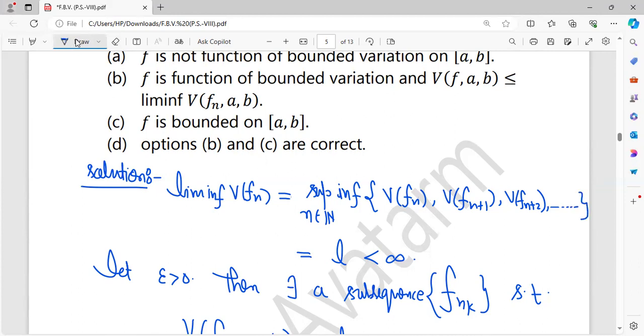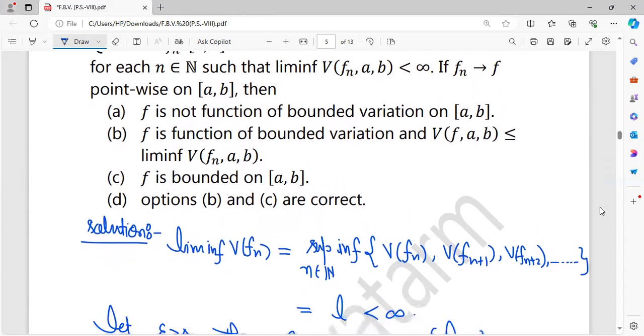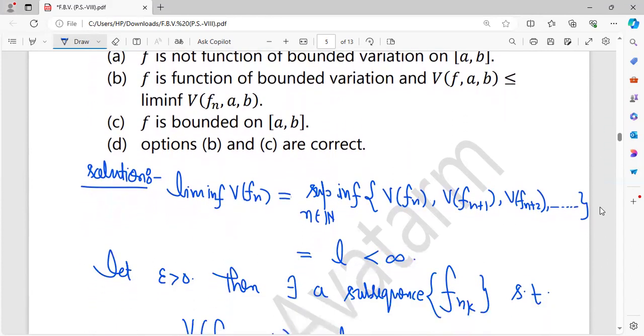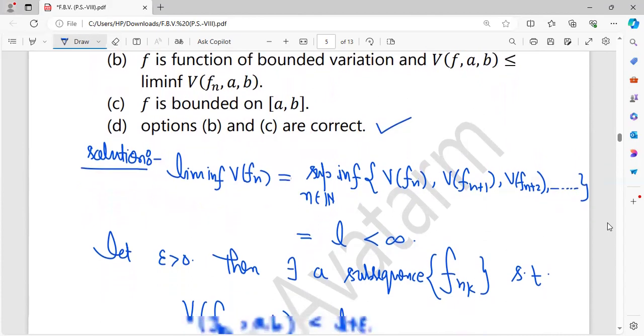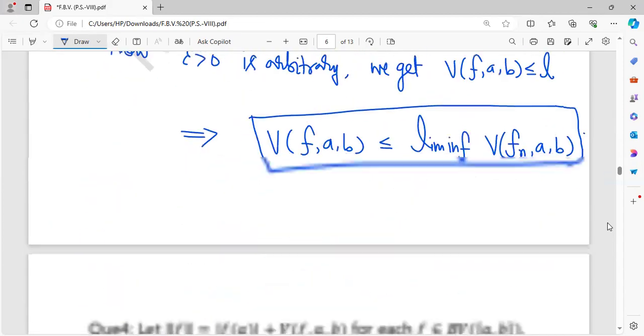So which options are correct? First, option A is not correct because F is a function of bounded variation. So the second option is correct, and every function of bounded variation is bounded. So options B and C are correct. So option D is correct.